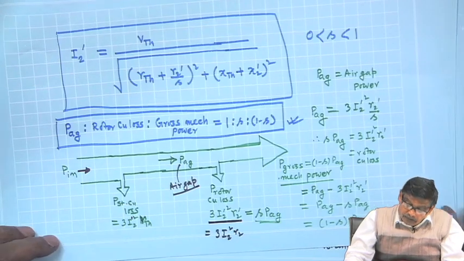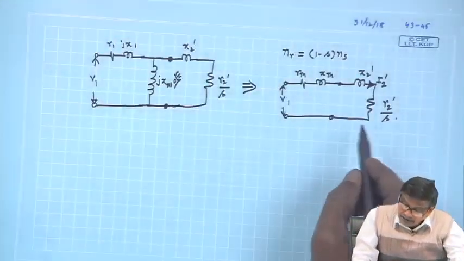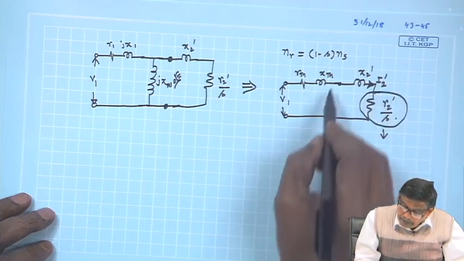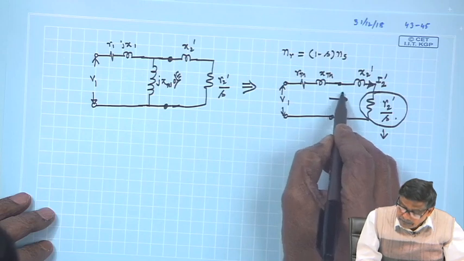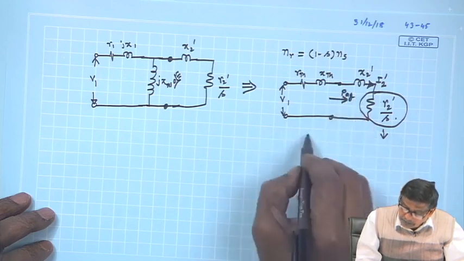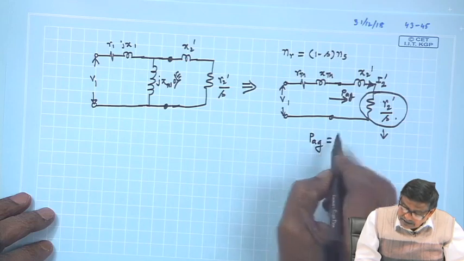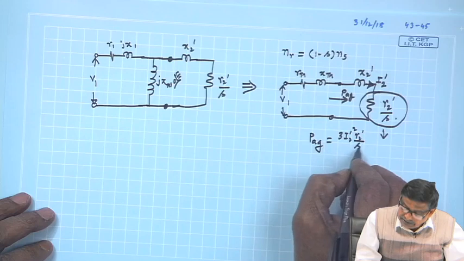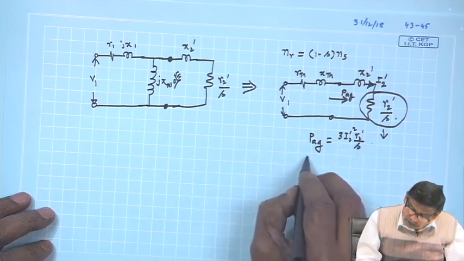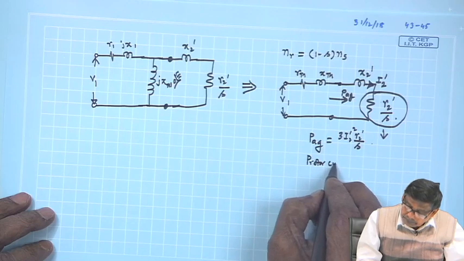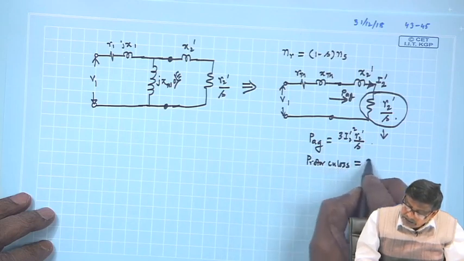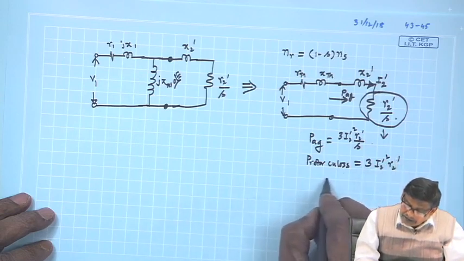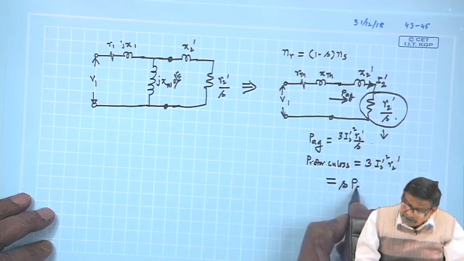Okay. Now, recall that the power involved in this equivalent circuit is the air gap power, because this is the real power entered. So, PAG is 3 I2 dashed squared R2 dashed by S, and obviously rotor copper loss is equal to 3 I2 dashed squared R2 dashed. So, it looks like rotor copper loss is nothing but S into PAG.